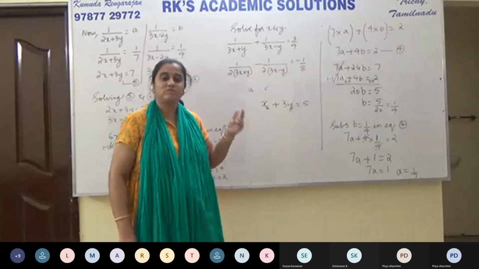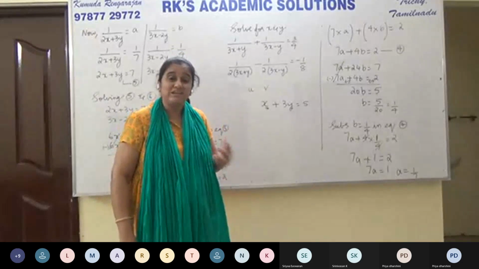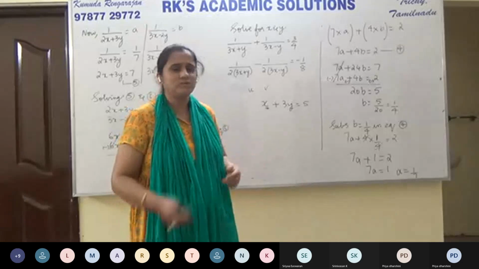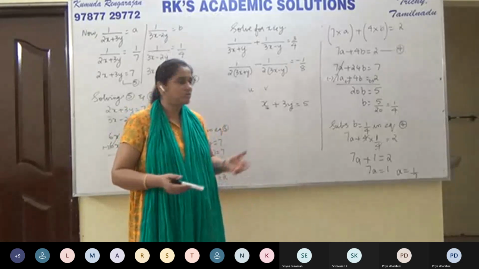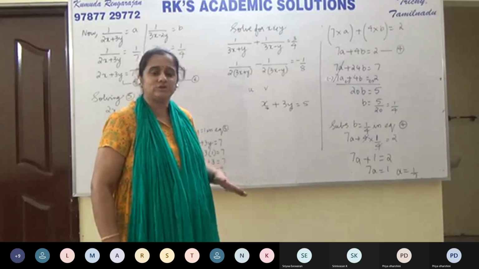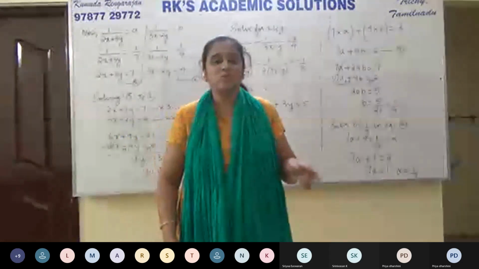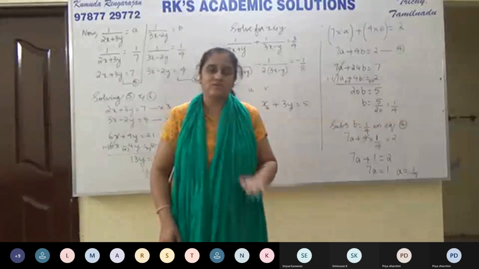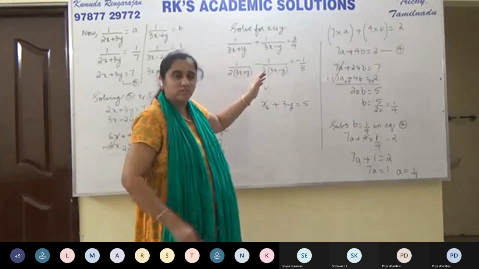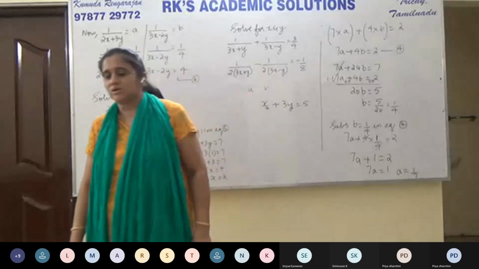The given pair of equations must be reduced to a pair of linear equations not in x and y, but in u and v. You can use any two variables, a and b, p and q. So u and v. The given pair of equations must be reduced to a pair of linear equations in u and v. And then you must solve those two equations in u and v and find the values of u and v. Once you find u and v, you can substitute and get equations in x and y. Solve the equations in x and y to find the values of x and y. This is the algorithm. Do it.